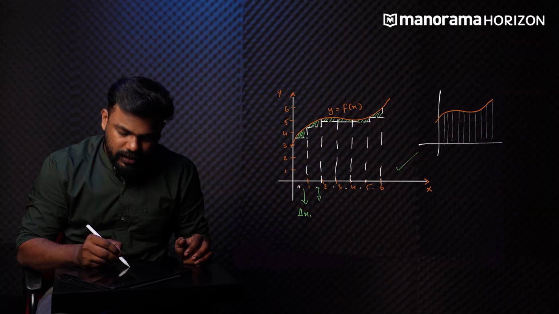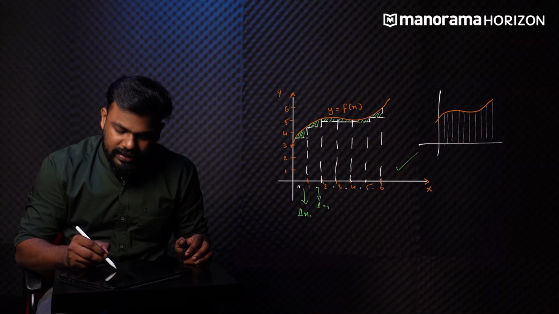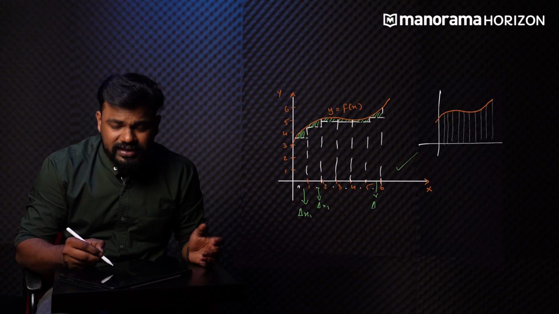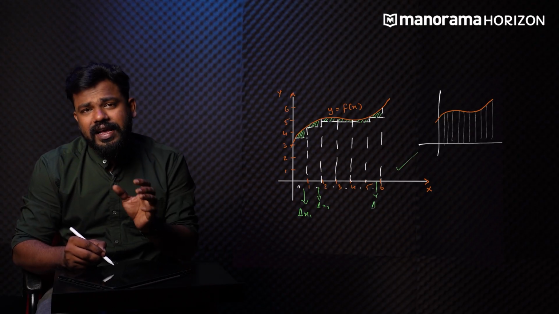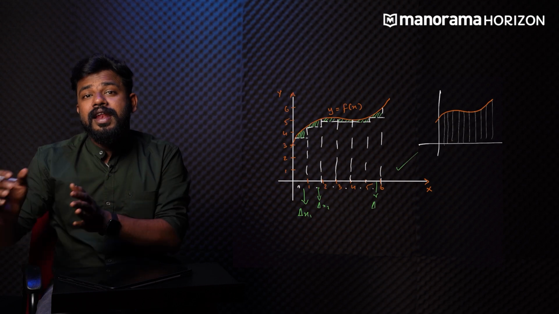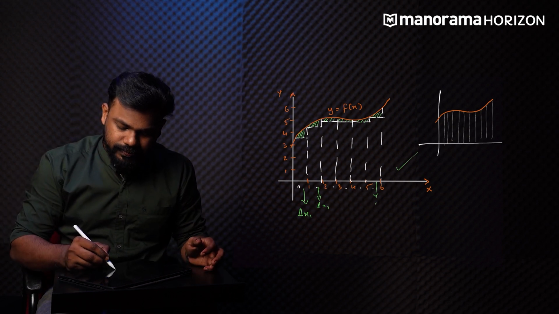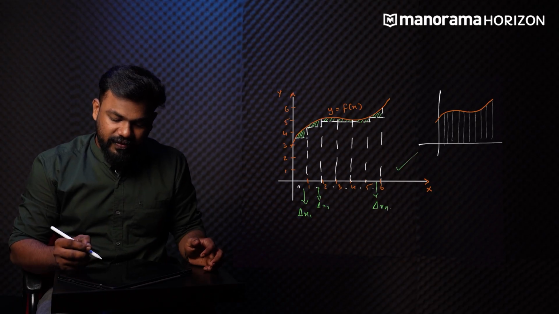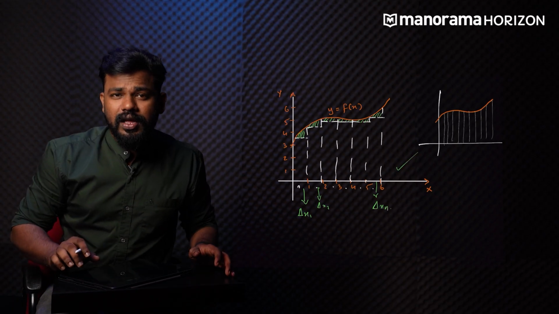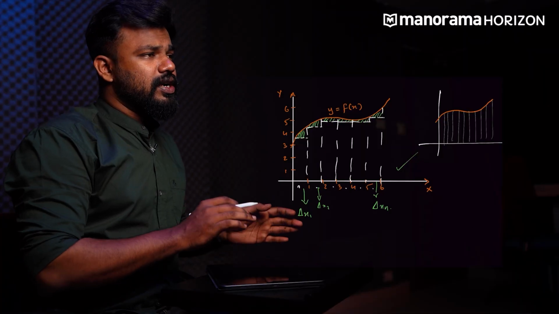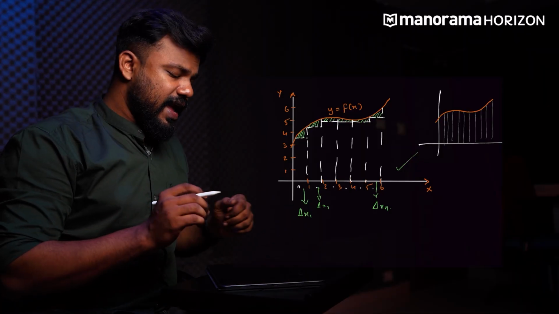So what will be the second one? It will be delta x2. And till that last one, here it is 6. So I can put it as delta x6, or if there are n number of rectangles, if there are so many other rectangles, you can take it as delta what? Xn. So you have different numbers of rectangles. So delta x1, delta x2, delta x3 up to delta xn.